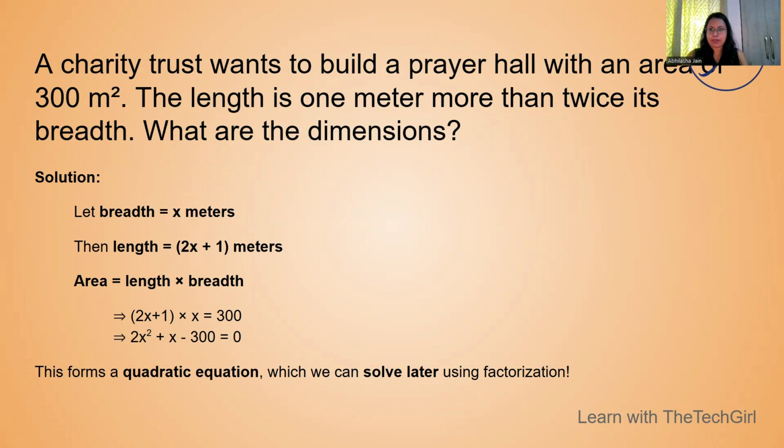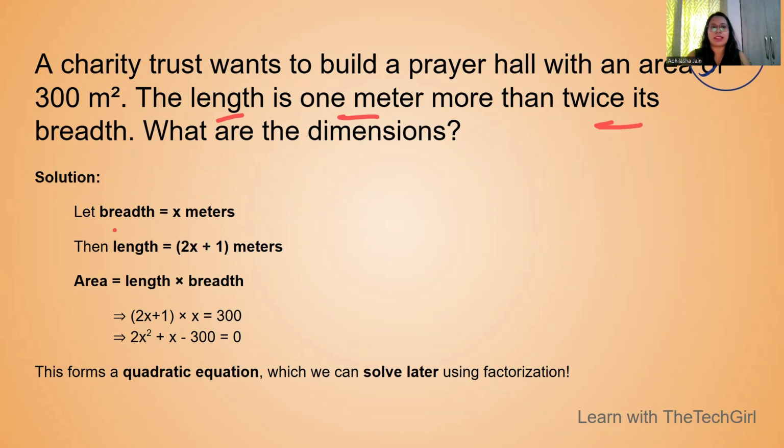Let's look at one of the examples of real life application. A charity trust wants to build a prayer hall with an area of 300 meters squared. The length is 1 meter more than twice its breadth. What are the dimensions? So what information do we have? That a charity trust wants to make a prayer hall. They have the requirement that the area should be 300 meters squared. Now, they are given that the length is going to be 1 meter more than twice the breadth.